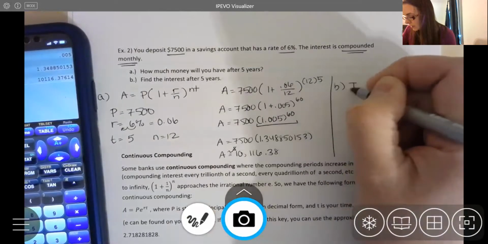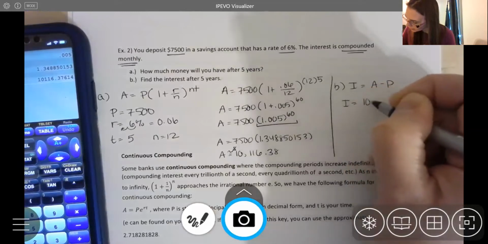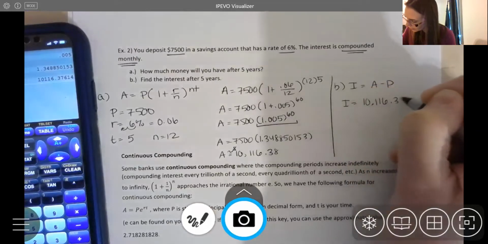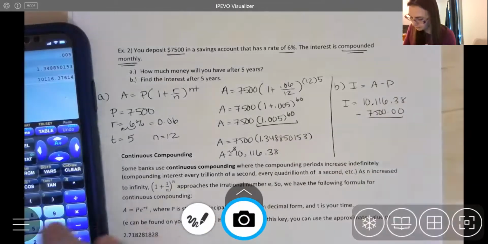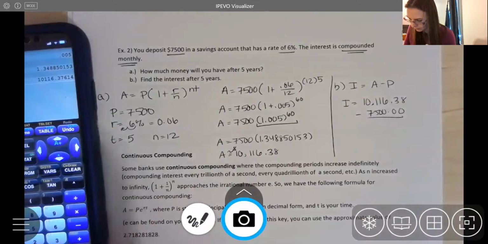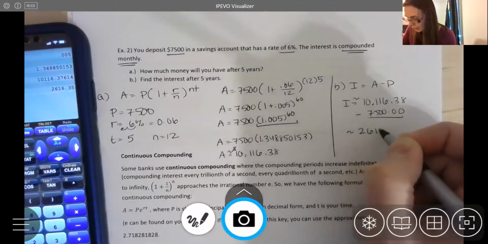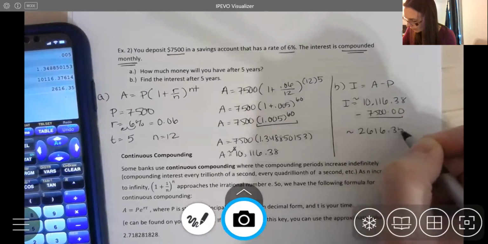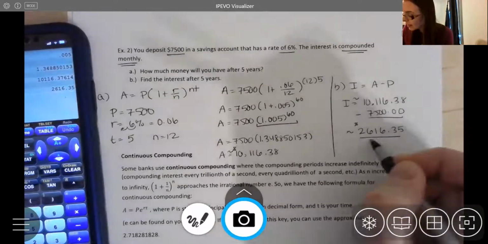B, find the interest. So I'm going to take my final amount and subtract my original principal. So I have $10,116.38 minus that 7,500. And let's see, I get about $2,616.35. So again, not too bad.